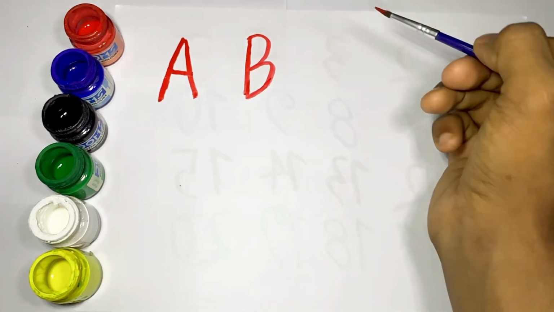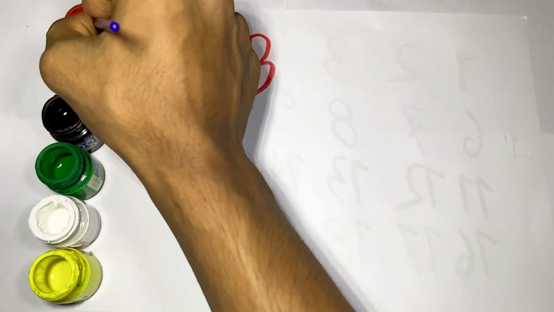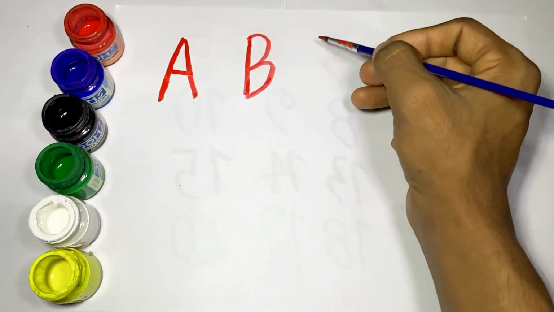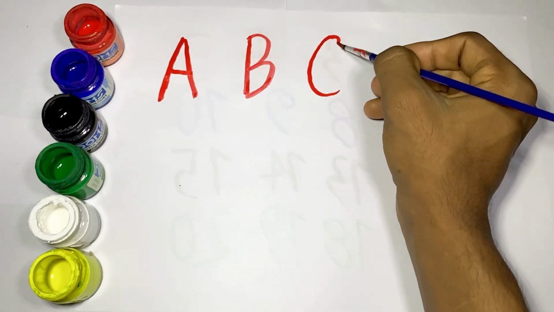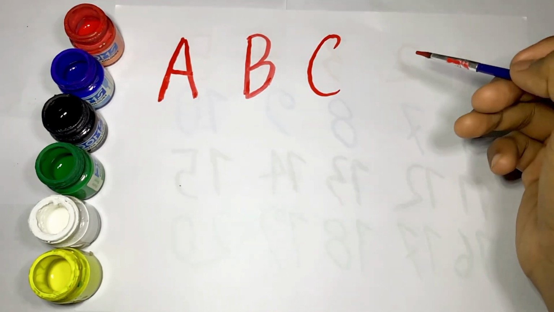The alphabets of B. Kids, again use red color and draw C. C for cat, C for car. The alphabets of C.